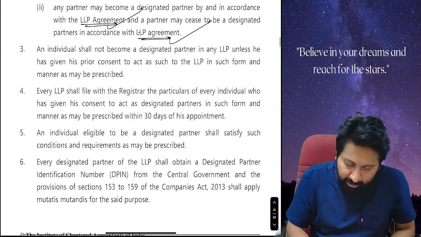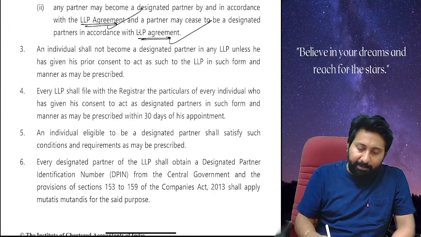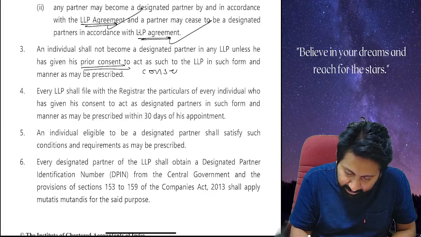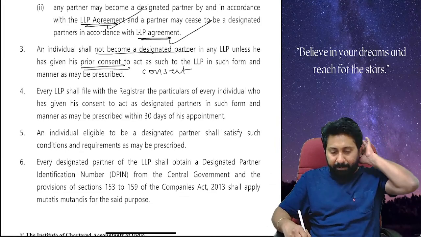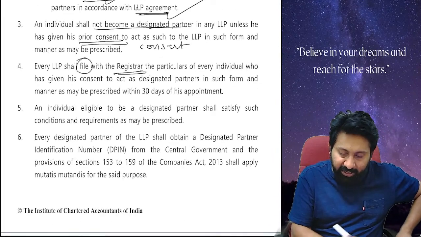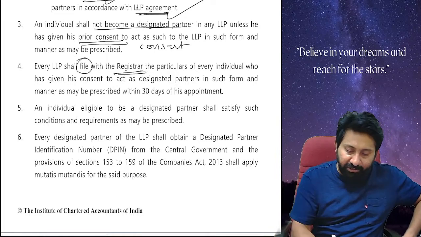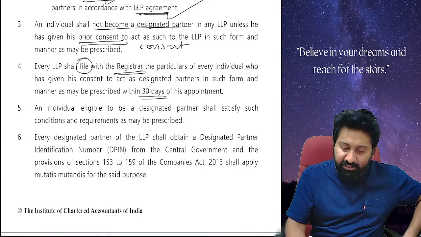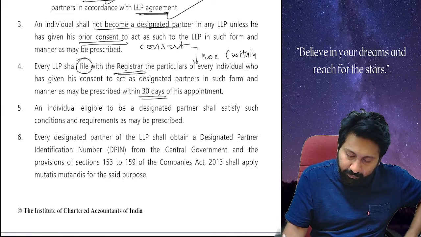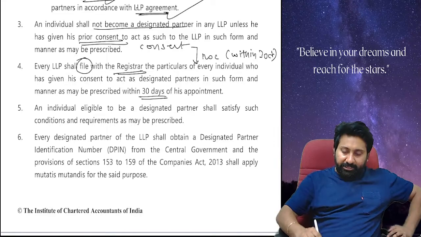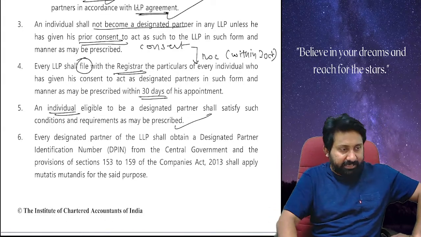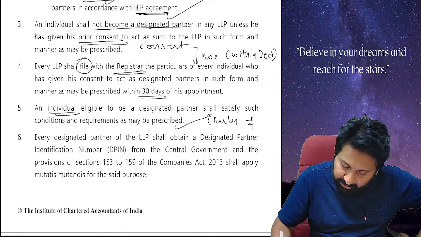An individual shall not become a designated partner in any LLP unless he has given prior consent to act as such. Simply, consent is required to become a designated partner. Next, every LLP shall file with the registrar particulars of every individual who has given consent as designated partner within 30 days. This means the consent has to be filed with ROC within 30 days. Next, an individual eligible to be a designated partner shall satisfy the conditions as may be prescribed. These are in the rules, and rules are not applicable for the exam.